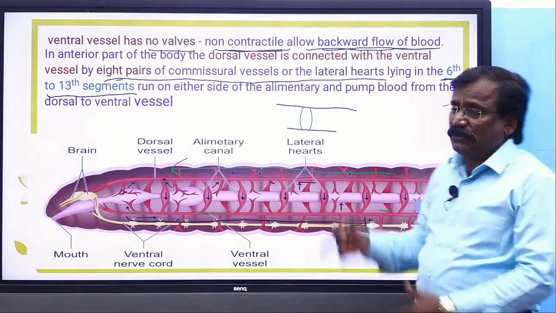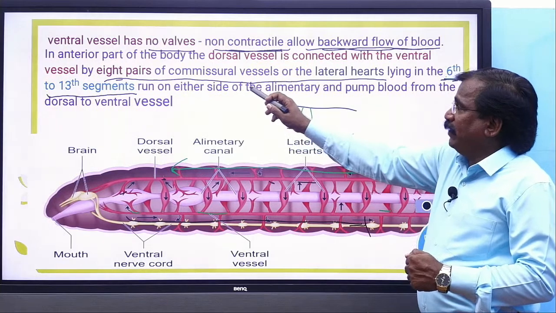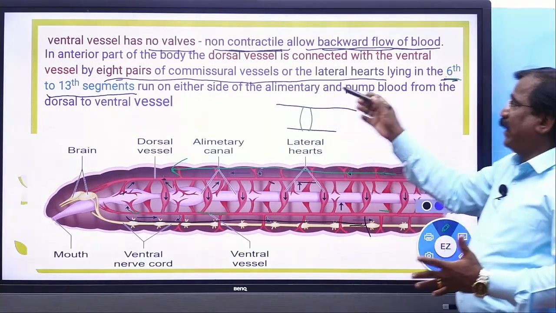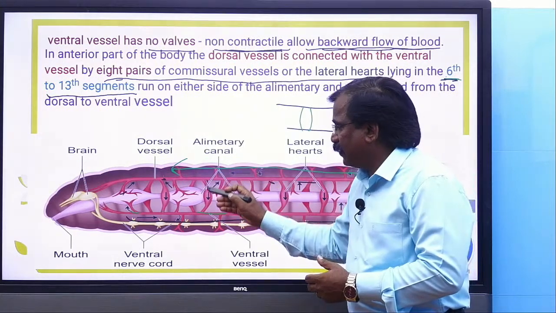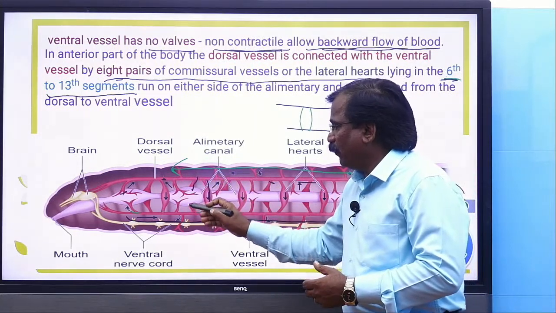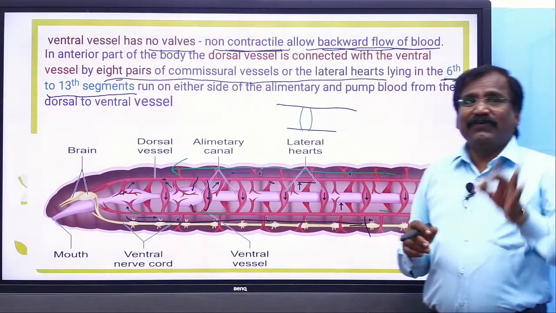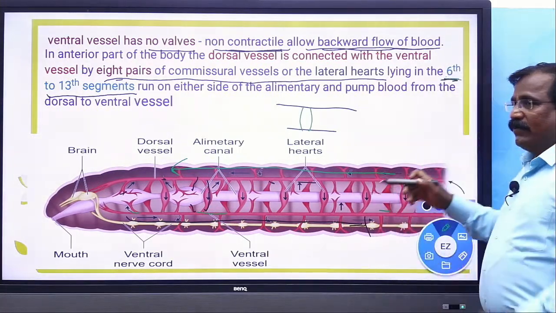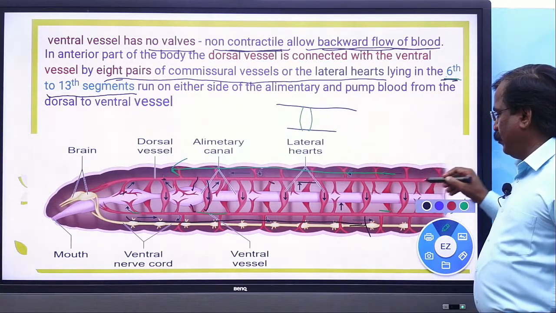Okay, so what is the function? It's called lateral. What is that? A commissural vessel or lateral hearts. Listen, this one. That are called commissural vessel or lateral hearts. So very simple, very simple. See, the dorsal vessel collects the blood from all the parts.